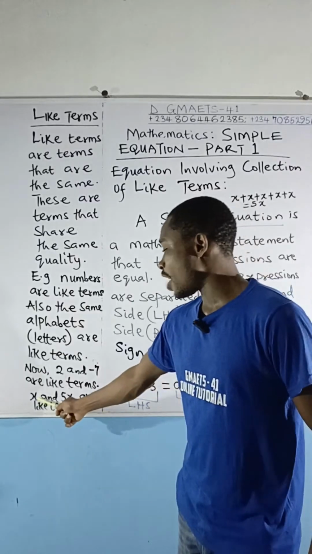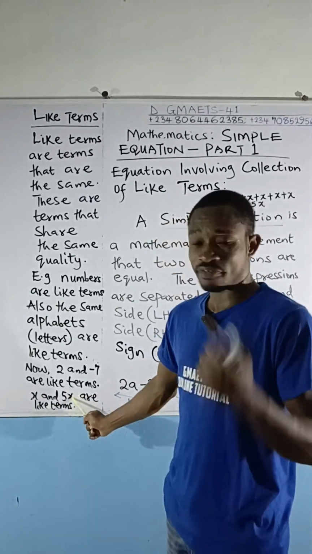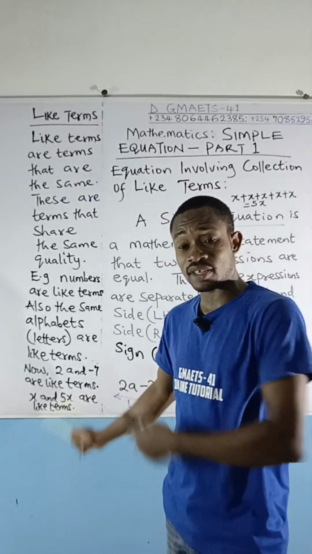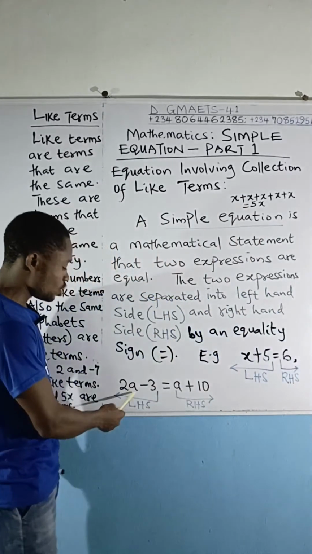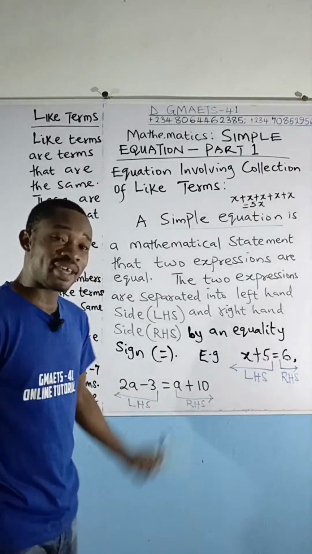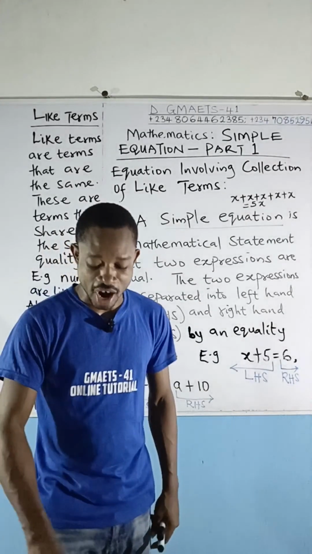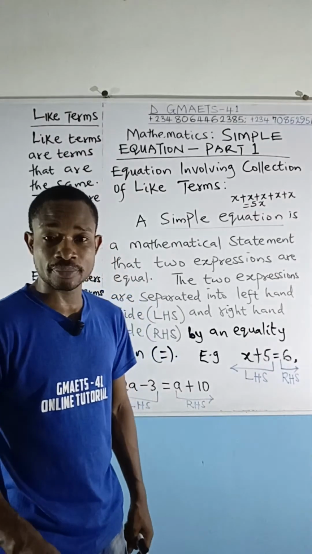For example, you have x here, and you have 5x, 5 of x. Since both of them are x, they are like terms. Look at this, 2a and a, 1a, they are like terms. The alphabet must be the same.